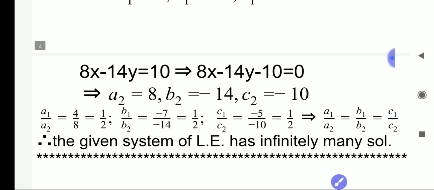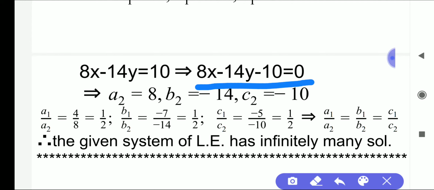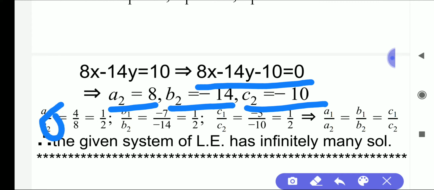Now, the second equation is 8x minus 14y is equal to 10. It becomes 8x minus 14y minus 10 is equal to 0. Now, a2 is 8, b2 is minus 14, c2 is minus 10. Now, a1 by a2 is 4 by 8, so it is 1 by 2. b1 by b2 is minus 7 by minus 14, so it is 1 by 2. c1 by c2 is also 1 by 2.